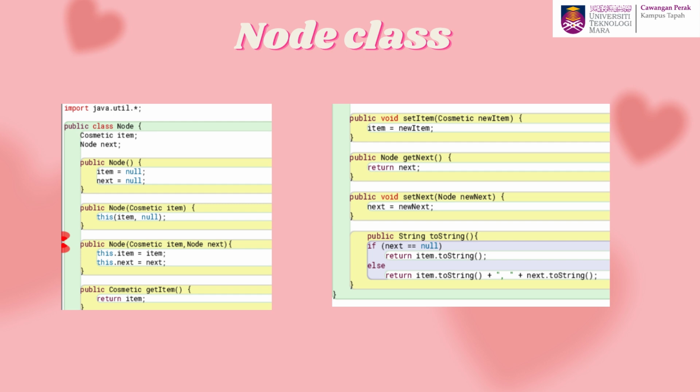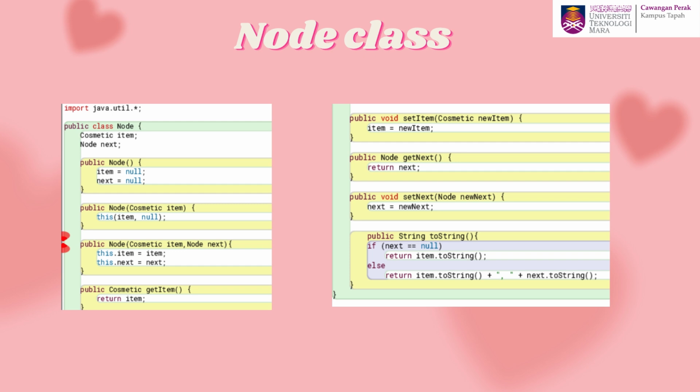Now, I will explain the node class. This class is used to build each part of the linked list. Each node stores one cosmetic item and a reference to the next node. There are 3 constructors that help us create nodes in different ways. I included getItem and setItem to access or update the cosmetic. I also have getNext and setNext to access or update the next node.